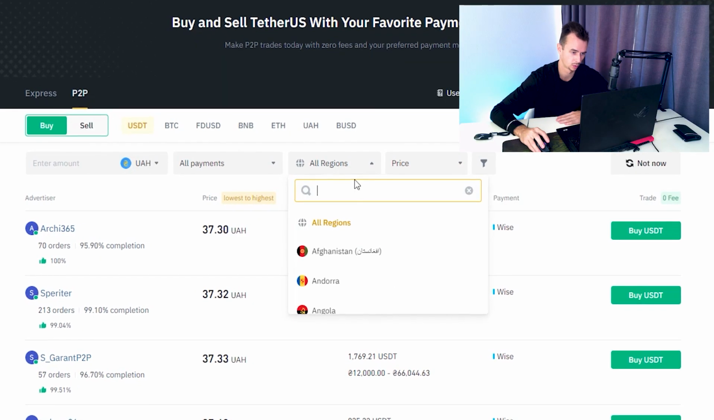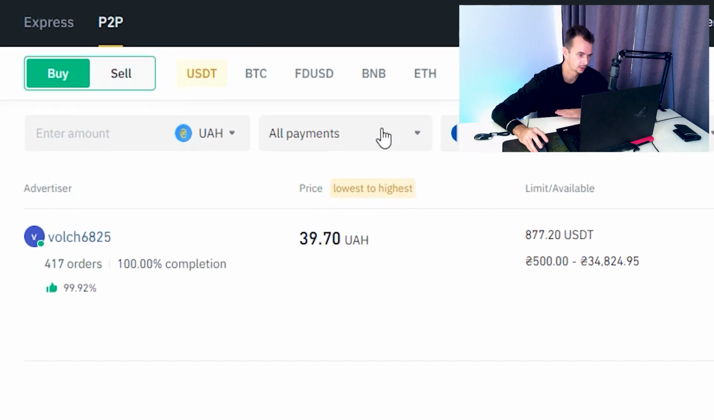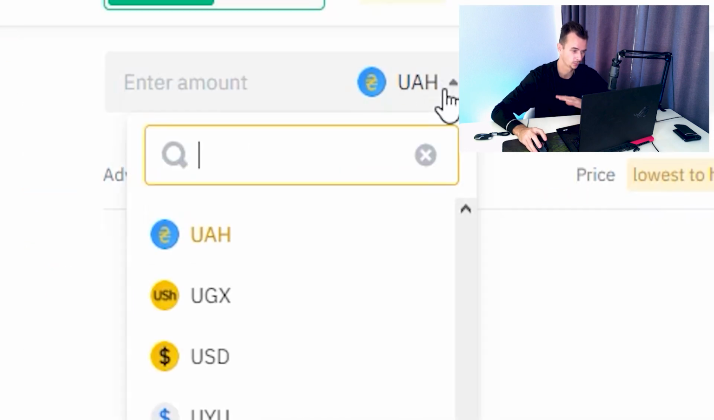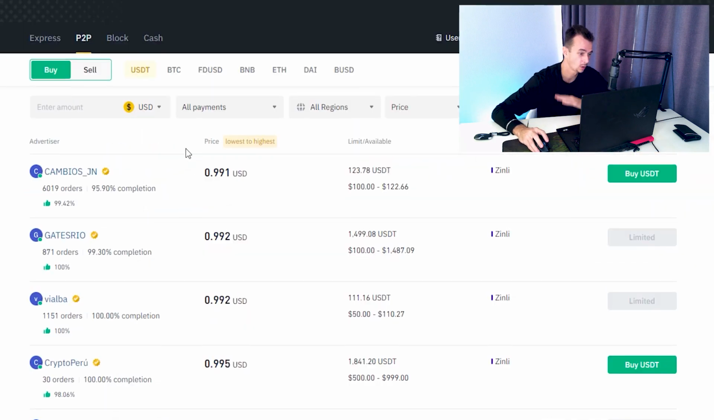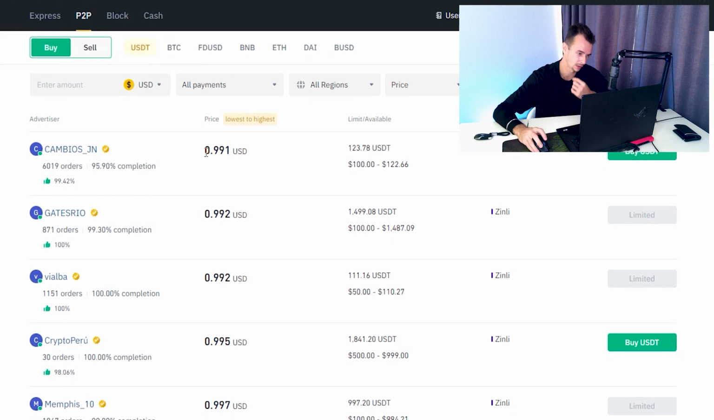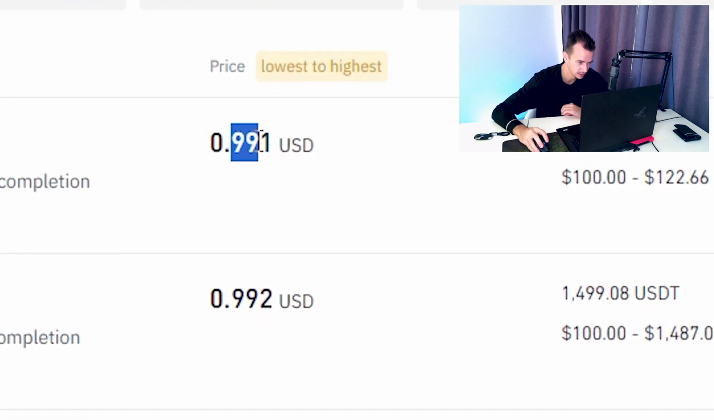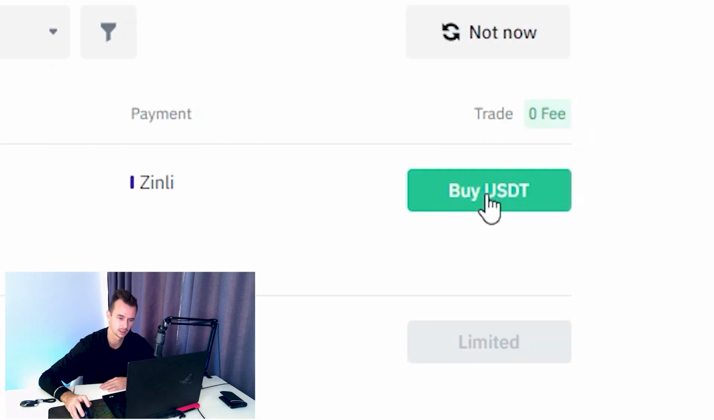After, you need to choose your region, for example France. After, you need to choose the payment method, and of course we need to choose USD. Okay, as you can see, the commission per $1 is 0.09 cents, very low. Okay, then we just click buy USDT.